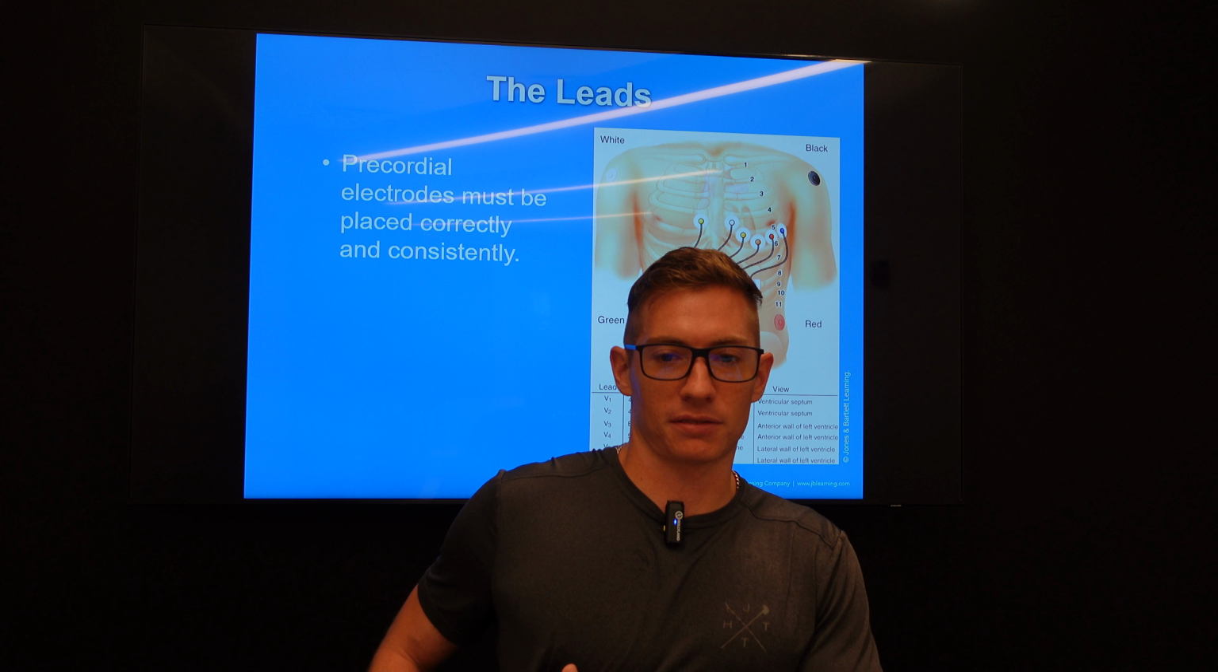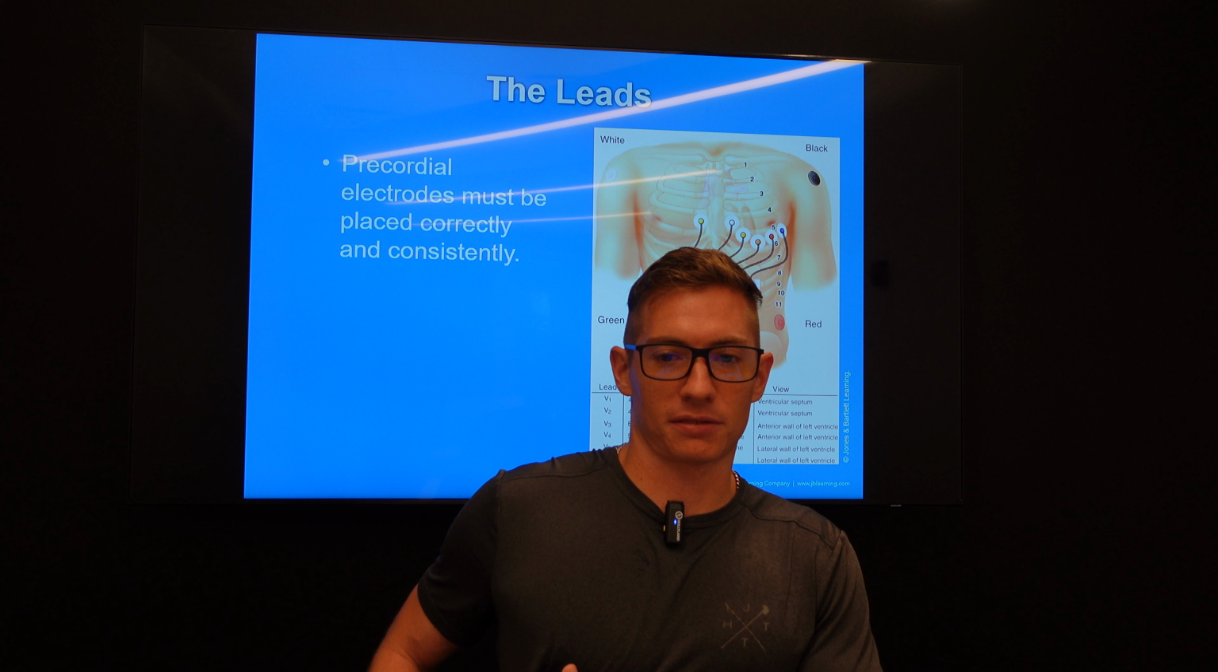Precordial leads give the view of the horizontal plane of the heart. The precordial leads, V1 through V6, are unipolar. They calculate a point known as Wilson's central terminal. Wilson's central terminal is created by bisecting limb leads in Einthoven's triangle.